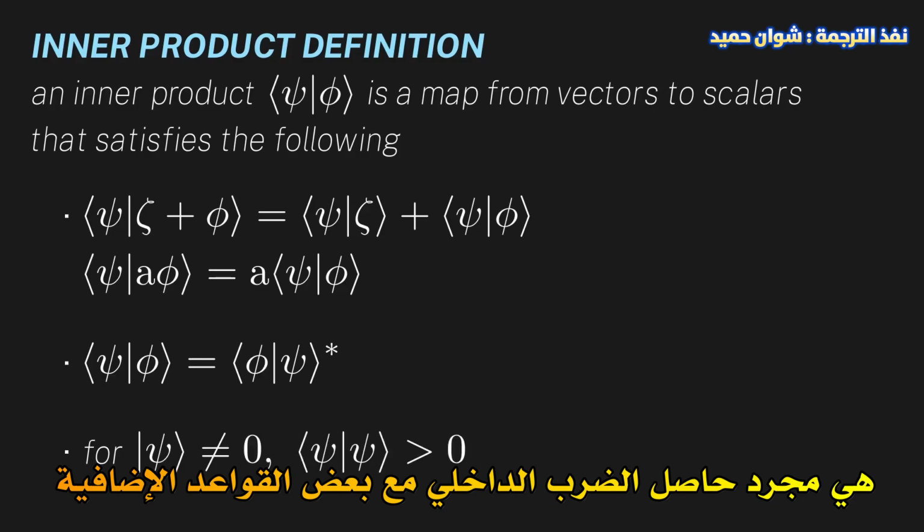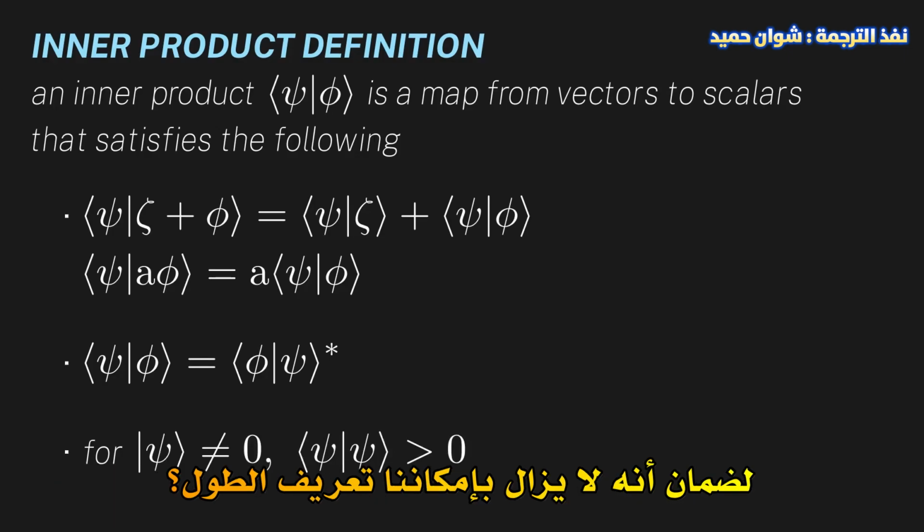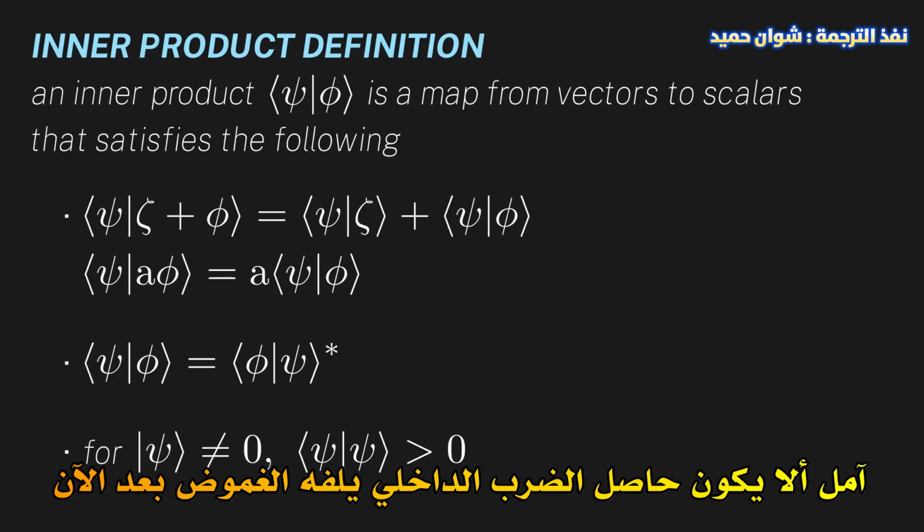Do you now see how these conditions are just the dot product with a few extra rules to make sure we can still define length? Hopefully the inner product is not so mysterious anymore.